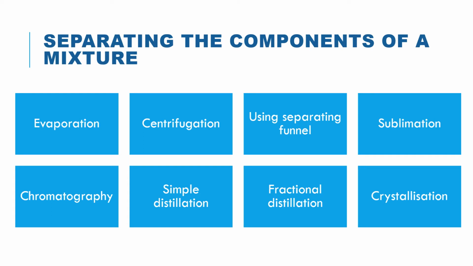Heterogeneous mixtures can be separated into their respective constituents by simple physical methods like handpicking, sieving, and filtration that we use in our day-to-day life. Sometimes special techniques have to be used for the separation of the components of a mixture. The special techniques that you are going to learn in this class are evaporation, centrifugation, using a separating funnel, sublimation, chromatography, simple distillation, fractional distillation, and crystallization.